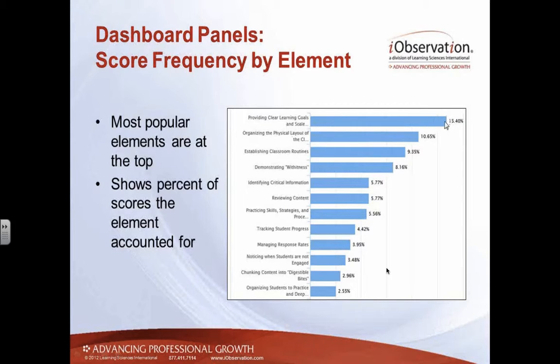And so in this example here in this slide, you can see that 13.4% of the scores were for providing clear learning goals and scales, whereas only 2.96% of the scores were for chunking content into digestible bites. So this will help you identify maybe some elements that are getting not enough focus. Maybe there's some elements that you could argue are getting too much of a focus, that too much time has been spent on scoring a handful of elements.